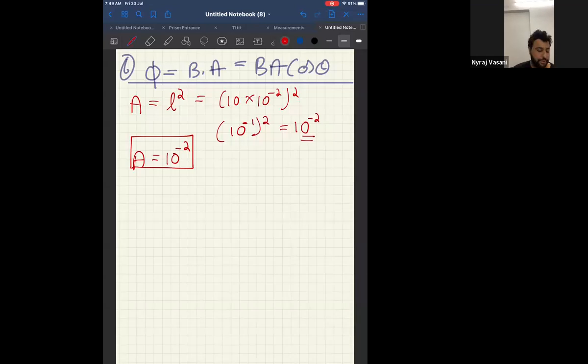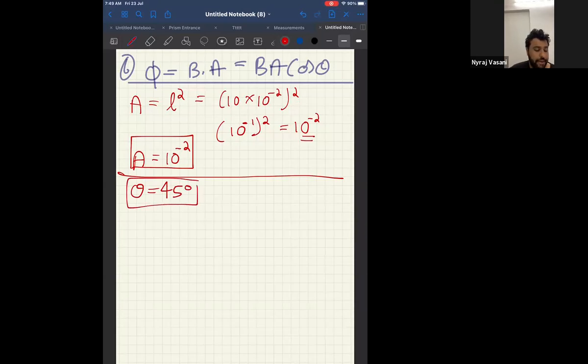Okay. So can you please repeat it again? Area is given as length squared. Length is given as 10 centimeters. So 10 centimeters, the whole square, will become 10 power minus 2 meter square. So this is the data for the area. Okay. Continue the question. It is placed at an angle of 45 degrees. Therefore, theta is equal to 45 degrees.